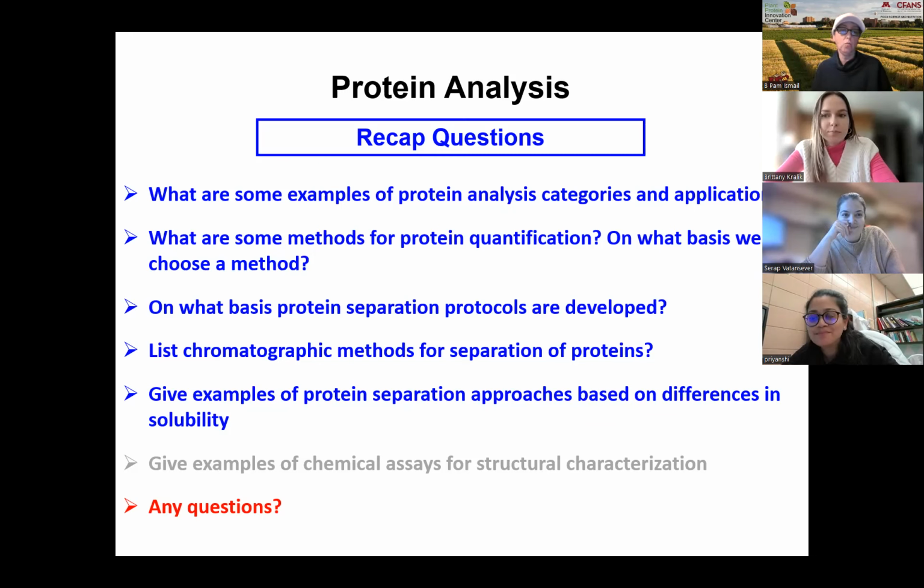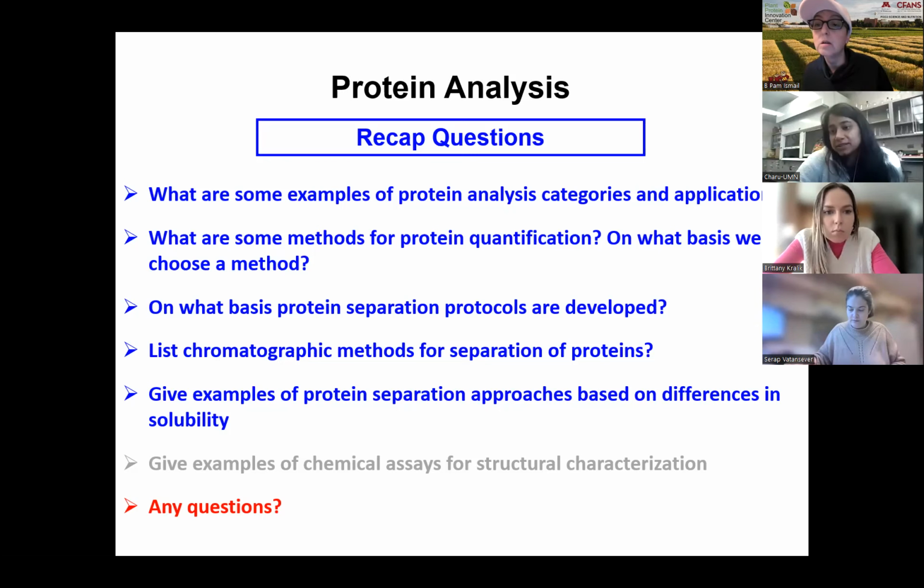Size exclusion, one of the most used for protein separation and characterization, helps us a lot in determining if we have soluble aggregates, if we have dimers, trimers, monomers, and also knowing the molecular weight of the protein. Very good. Other than ion exchange method.